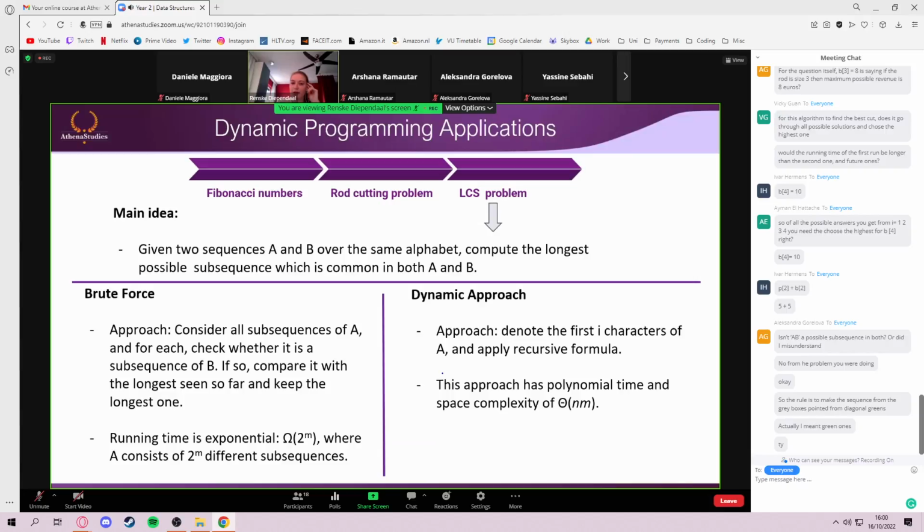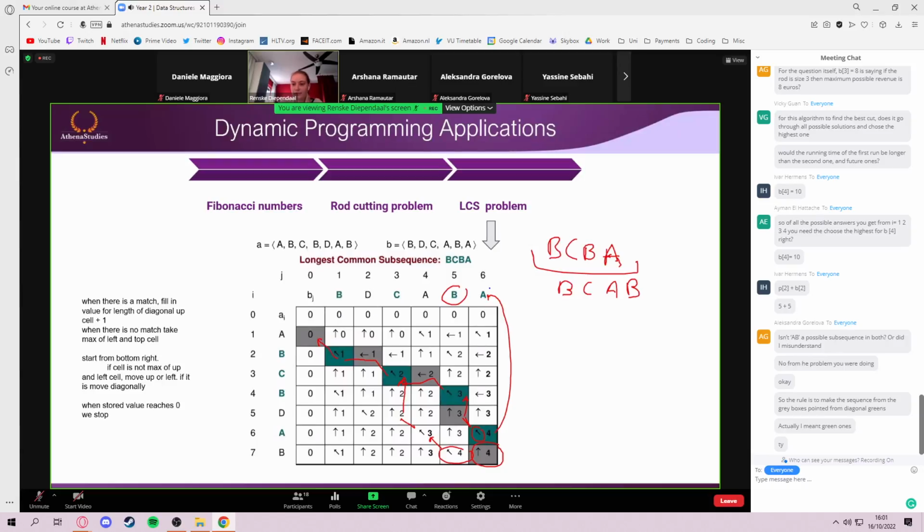So we've now seen how we can find this longest subsequence. We also know that there are multiple answers for this because these are both subsequences and they have the same length.